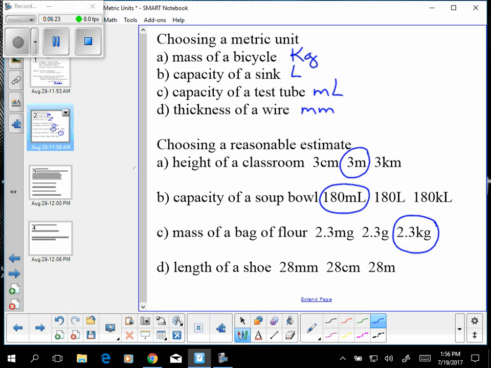But what about 28 meters? Now remember, a meter is about 3 feet. So 28 times 3 is going to be way up there. That's a pretty big foot. So we're going to go with 28 centimeters.